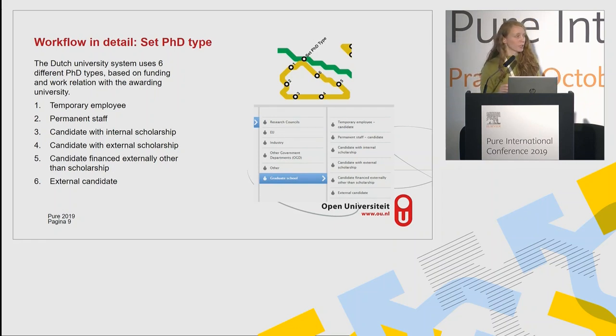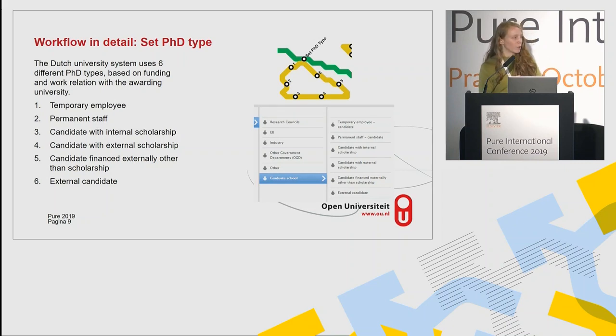So, the first step when you want to create an award in Pure is to select a template. We already use the choice of template to indicate which type of candidate is being tracked. And this is probably different in different countries, but the Dutch system uses 6 different PhD types, and they're listed on the slide. These types are related to funding and the existence or absence of a formal work relationship with the awarding university. And this is important to register because we have certain reporting obligations.